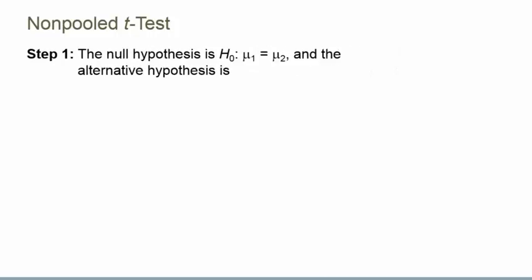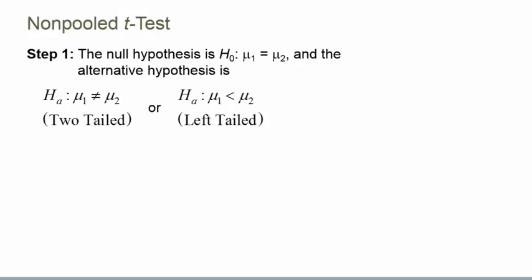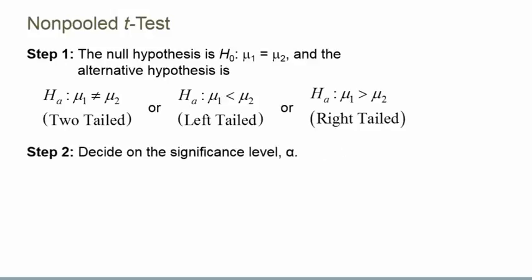Non-pooled t-test. Step 1. The null hypothesis is H sub 0 colon mu sub 1 equals mu sub 2, and the alternative hypothesis is H sub a colon mu sub 1 does not equal mu sub 2, two-tailed, or H sub a colon mu sub 1 less than mu sub 2, left-tailed, or H sub a colon mu sub 1 greater than mu sub 2, right-tailed. Step 2. Decide on the significance level alpha.